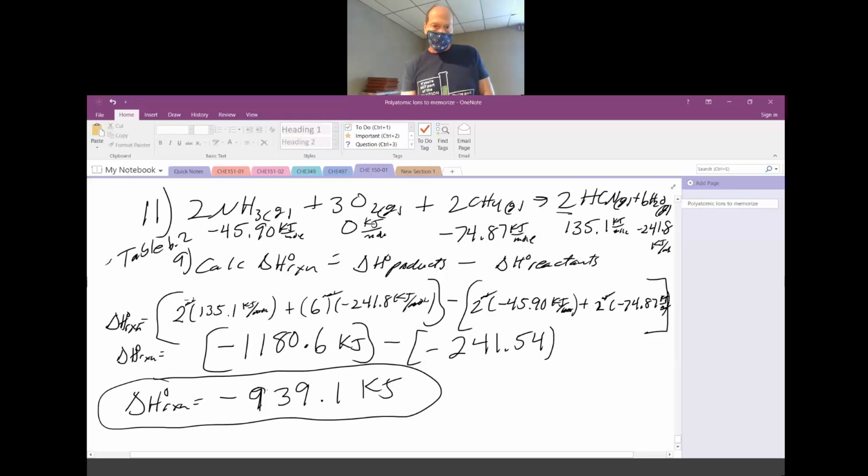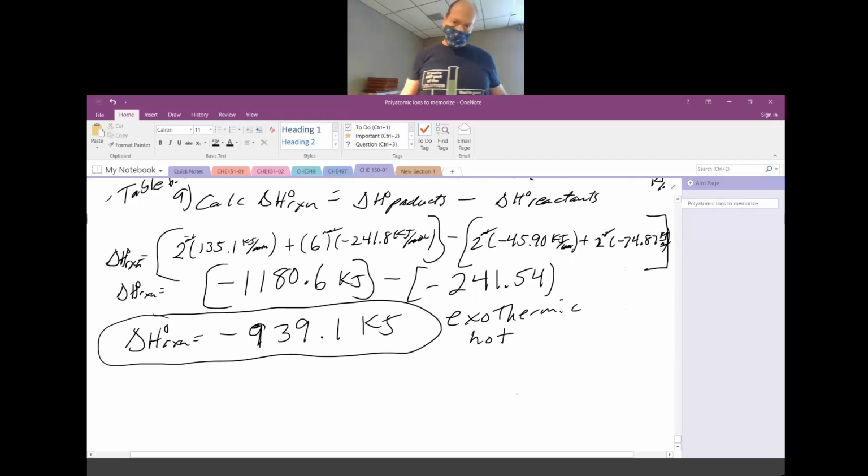Almost every time you calculate a delta H, it will ask if it's endothermic or exothermic. Anytime you get negative, that is an exothermic reaction. It may ask if you're holding on to the flask where this reaction is taking place, does it feel hot or cold? Exothermic releases heat, so it feels hot. All right, so that is part A. It's simply the products minus the reactants.